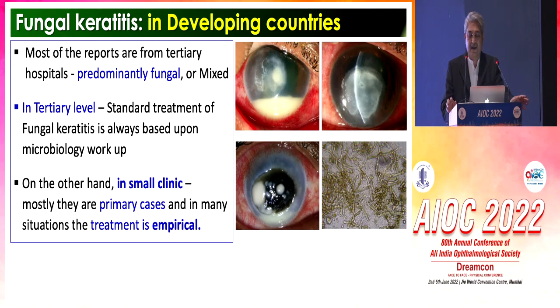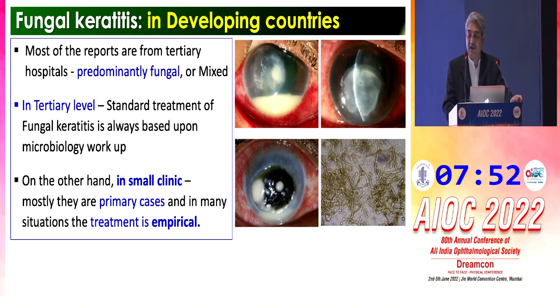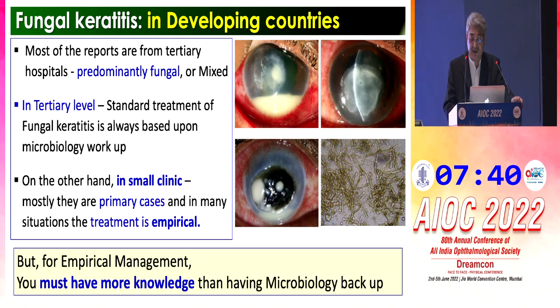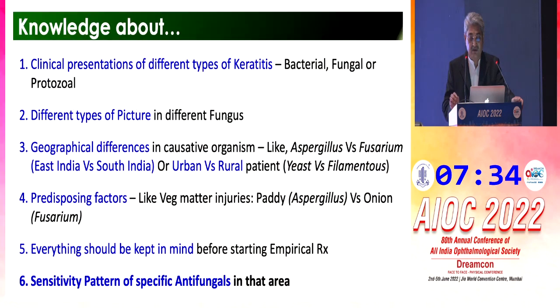You see that most of the fungal keratitis is reported from tertiary centers, and they are predominantly fungal or mixed. At the tertiary level, the standard of treatment is fairly straightforward, because the microbiology workup is there. On the other hand, in small clinics, mostly primary cases, in many situations the treatment is empirical. But for empirical management, you must have more knowledge than when you have microbiology backup. You need knowledge about the clinical presentation of different types of keratitis, different pictures of different fungus, and geographical distribution, especially in India.